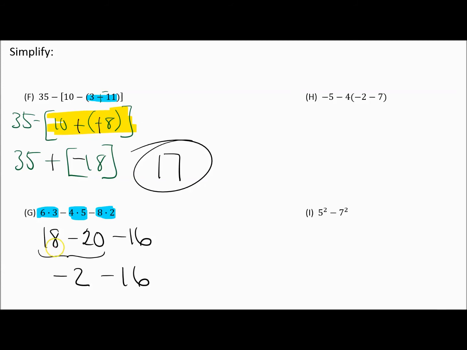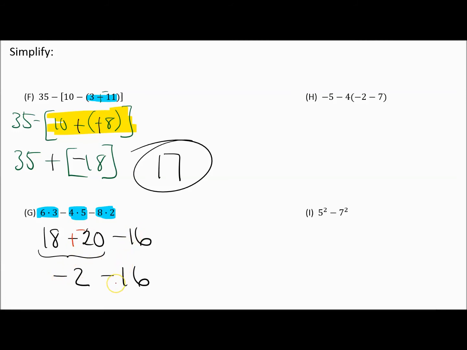You keep, change, change. So I keep my 18, I change subtraction to addition, and I change the sign of the next number. And remember, when you add opposite signs, because this is positive and negative, that means they're opposite, you subtract. 20 minus 18 is 2. Why did I make it negative? Because the bigger one, the 20, was the negative number, so that's negative.